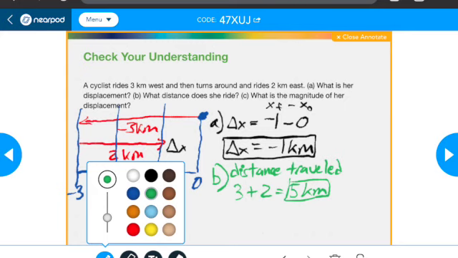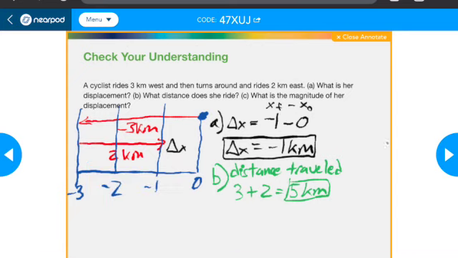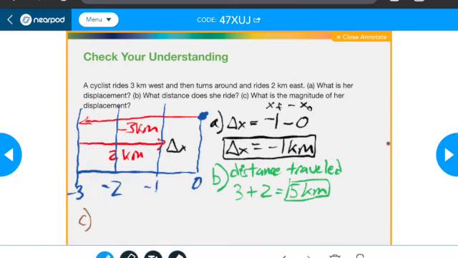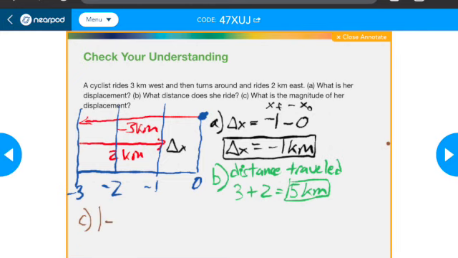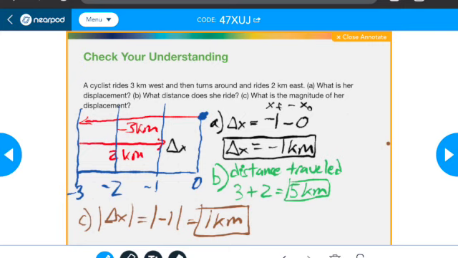But for part C, we haven't really talked about how to find the magnitude of displacement, and that has to do with the absolute value of the displacement. So we know our displacement is negative 1 kilometer. We got that for part A. So we're looking for the absolute value of that displacement here. And remember, absolute value is just the distance away they are from 0. So if it's negative, it gets rid of the negative sign. So negative 1 becomes 1 kilometer.